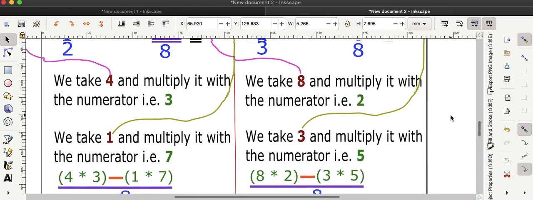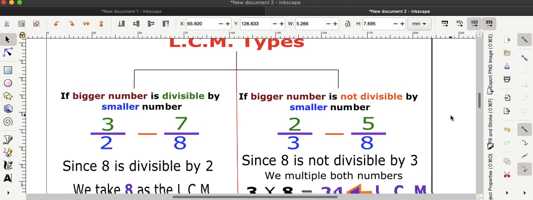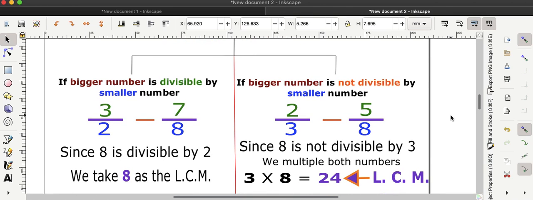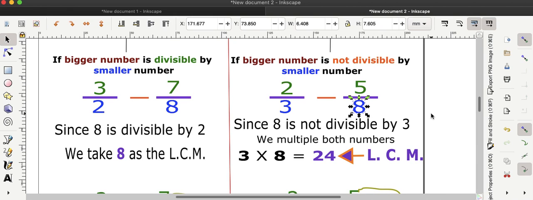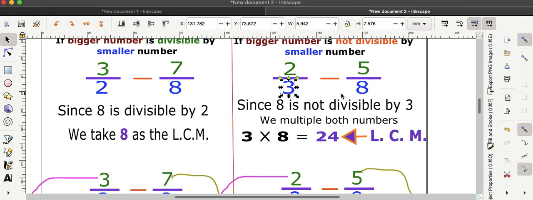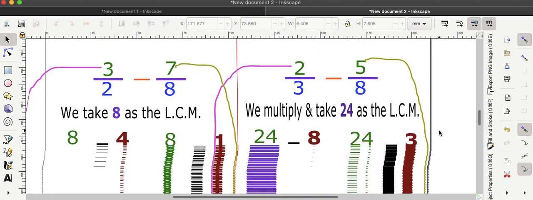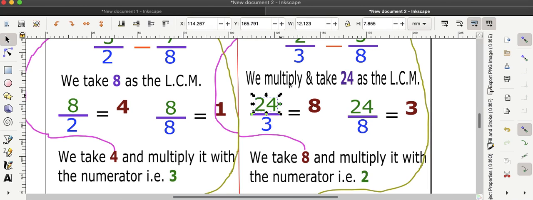Now let's see the case where the bigger number is not divisible by the smaller number. In that case, we take the first denominator and multiply it with the second denominator. 3 eights are 24. That will be the LCM. Then again we follow the same principle. We take the LCM divided by the first denominator, and then the LCM divided by the second denominator. So 24 divided by 3 is equal to 8, and 24 divided by 8 is equal to 3.